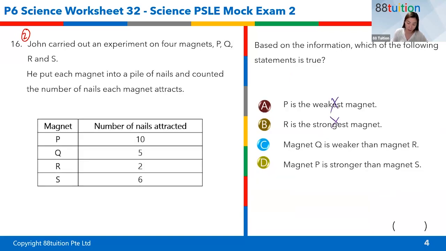Okay, left with 2 only. Magnet Q weaker than R. Is that correct? Can Q be weaker than R? Not true. Okay. P is stronger than S. Yes. So this is the correct statement.